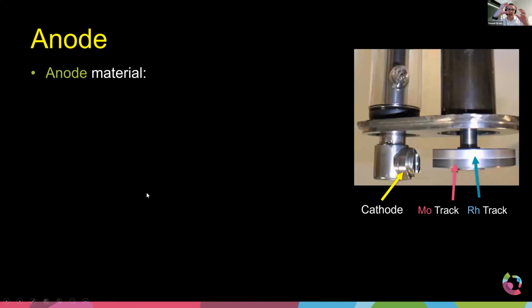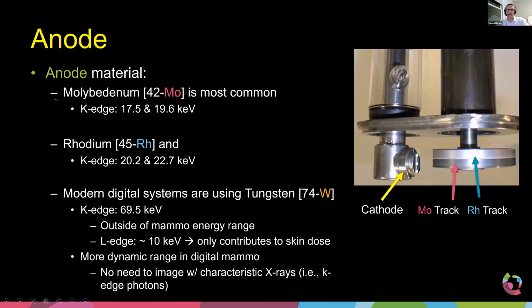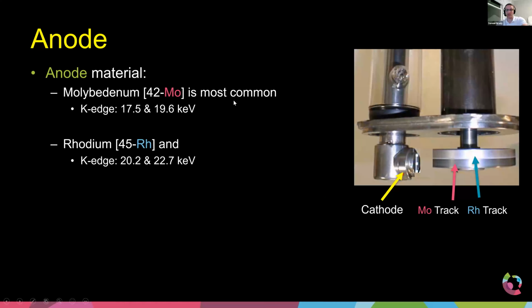Okay, so that's the cathode. Let's move over to the target, the anode. Historically, these were made out of one of 2 target materials. First would be molybdenum, and the other may have been rhodium. So we had your moly and your rhodium as your 2 options for targets. This was predominantly done during the screen film era.